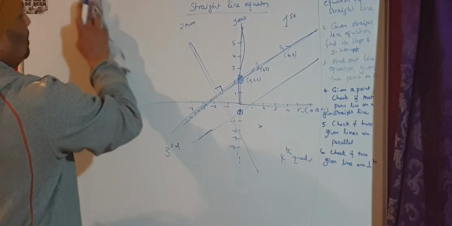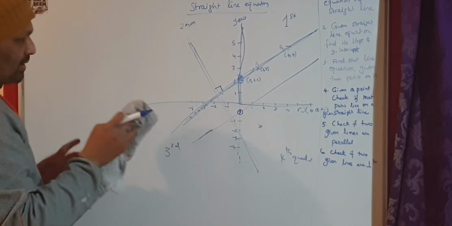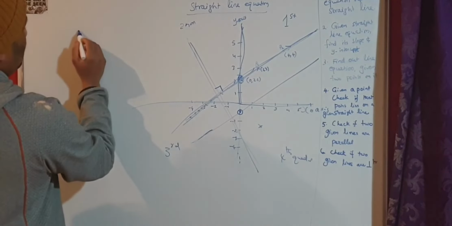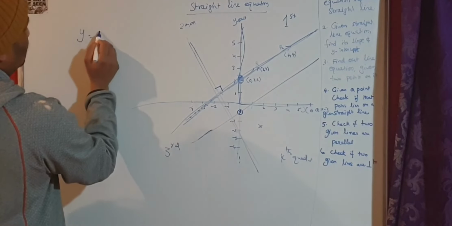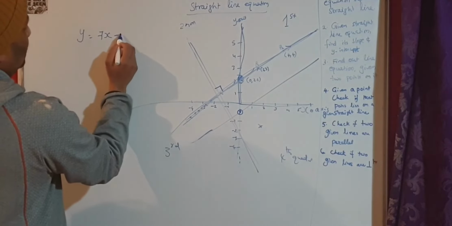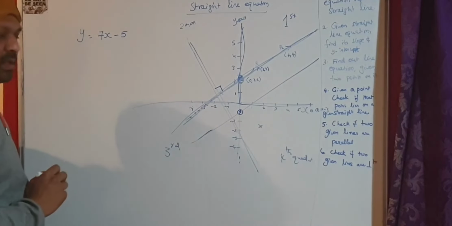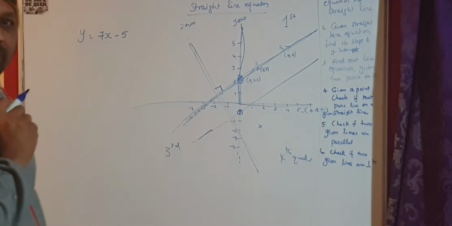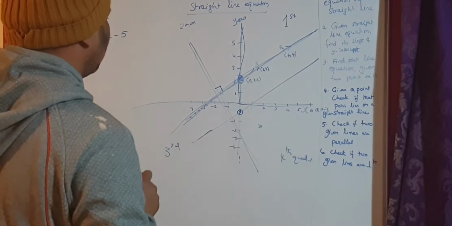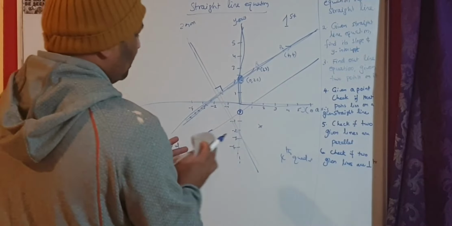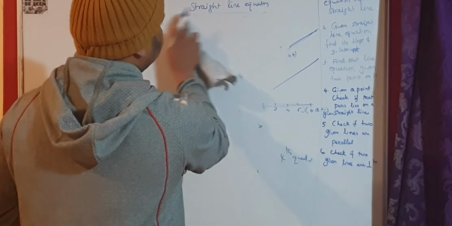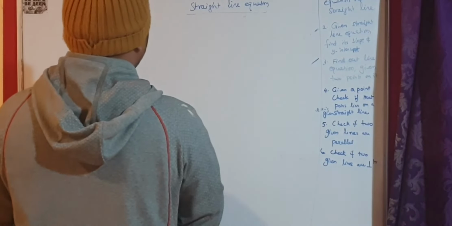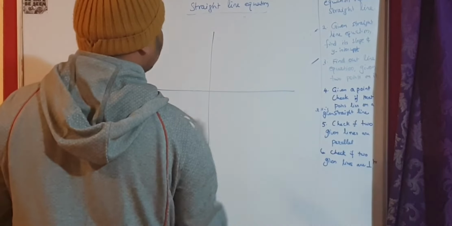If a line equation is given, how do you check what are the quadrants it passes through? Say for example, a line equation like this is given, 7x minus 5. So to determine what are the quadrants it passes through, you have to make a rough sketch of the given line equation. Rough sketch. You got to be accurate, but a rough sketch. I'm going to rub it off and draw it again. Okay, a rough sketch of a straight line equation.